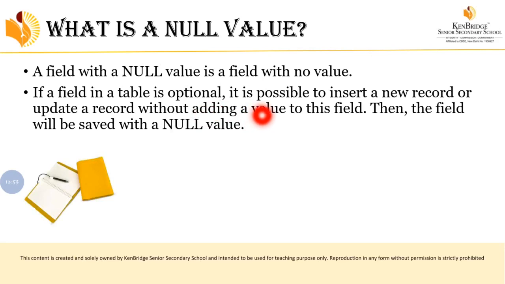For example, if it is a phone number, take any enquiry form like that. There you may have a column named mobile phone number and a landline phone number. The landline phone number is optional. If you have one, you can enter it. Otherwise, you can omit it. You don't need to enter any value in that. That is not necessary, not compulsory. So in that field, that is called a null value.